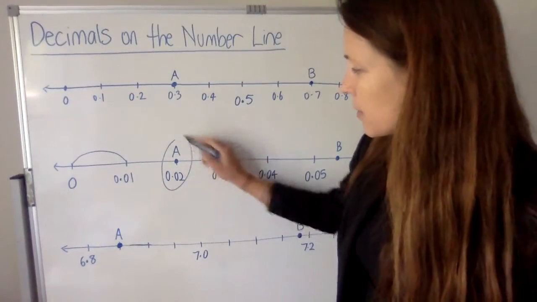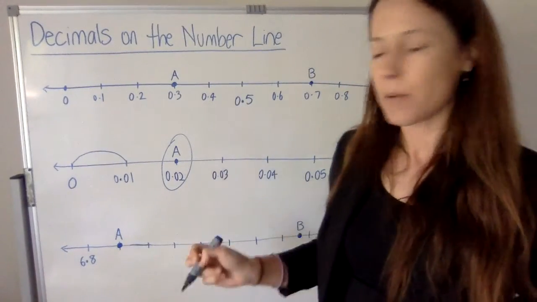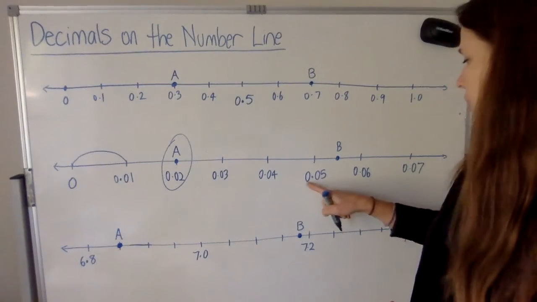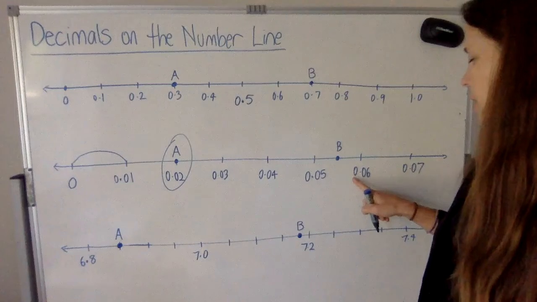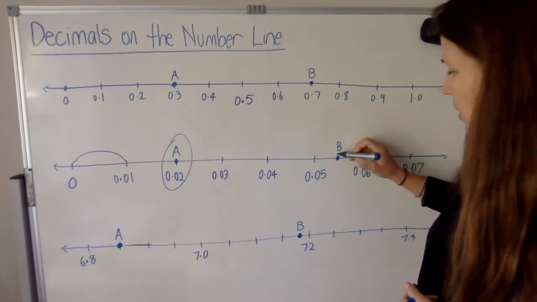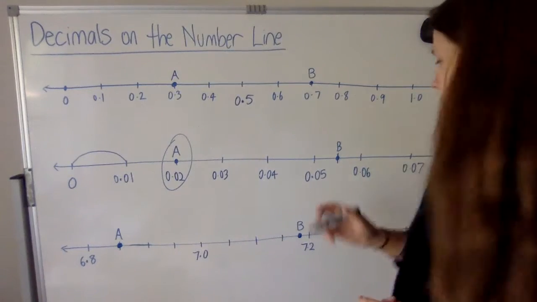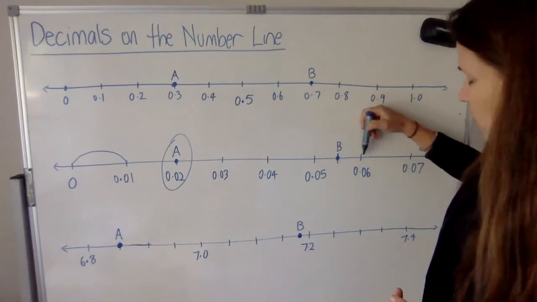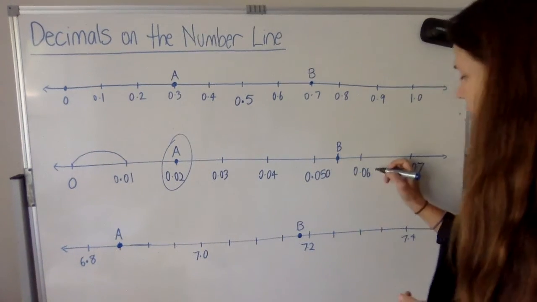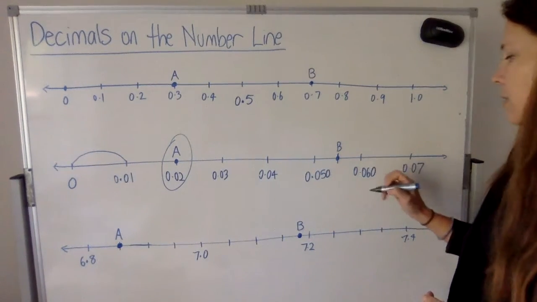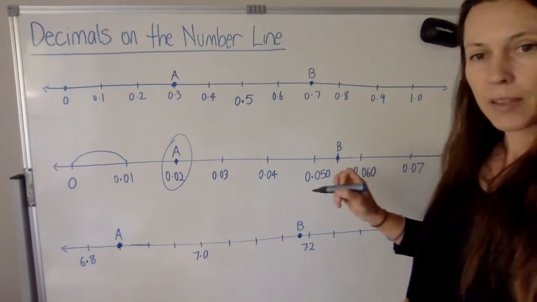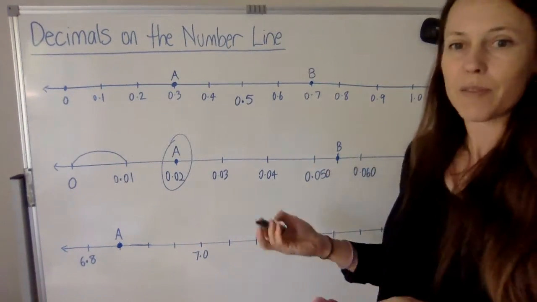Right, A is here, 0.02, that one was quite easy. B though looks like it's halfway between 0.05 and 0.06. Now if it's not right on, you need to think about what's halfway between those two. Now, I can divide up this space always when I add another decimal place. If I say this is 0.050 and 0.060, that means there'll be 10 little places between there and there, won't there? And halfway along will be 5 of those places.